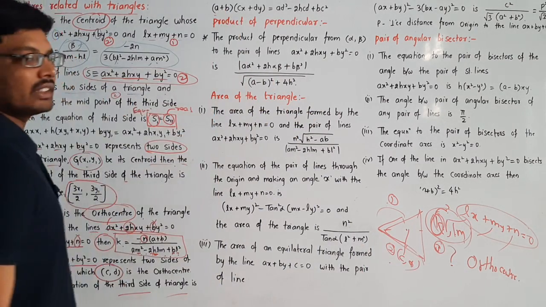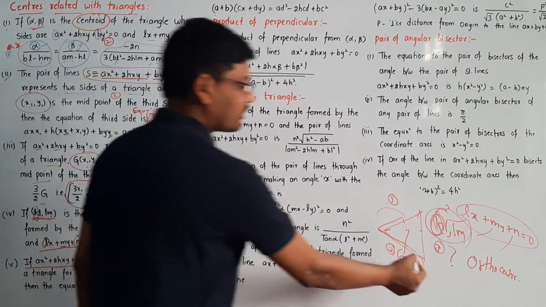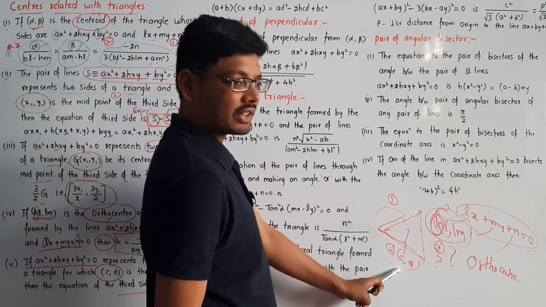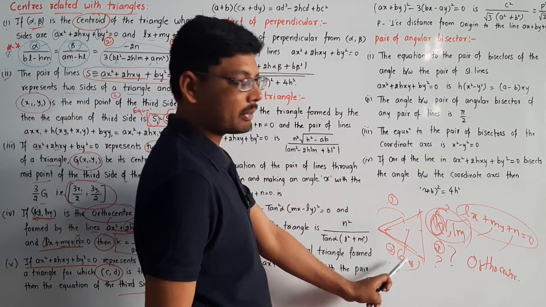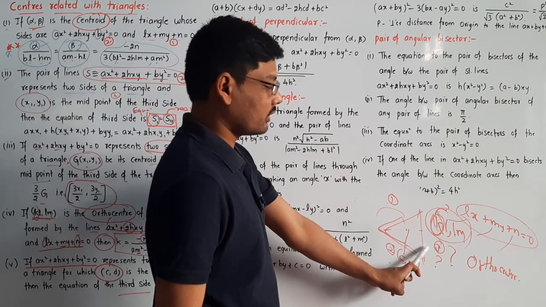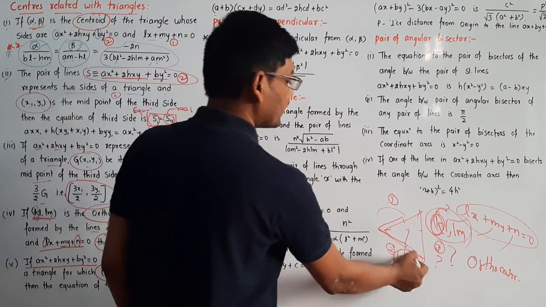So this is a third line. If you want to find the equation of the third side, this is the orthocenter. These two lines are a pair of straight lines, ax square plus 2hxy plus by square, and here we don't know the third side equation.